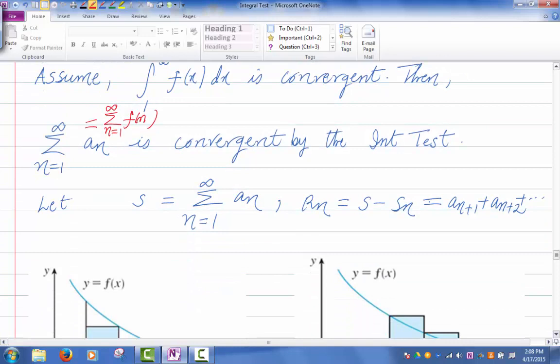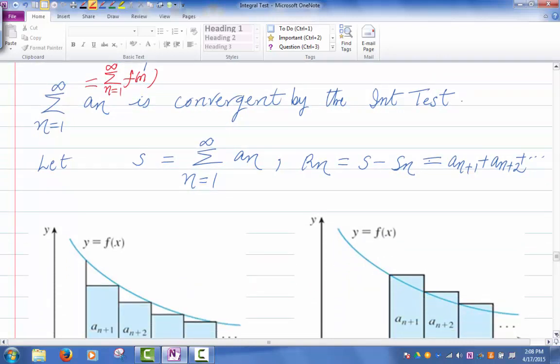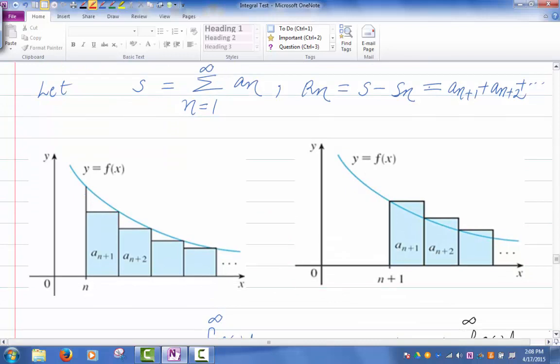Okay, so because it's convergent, we can think about approximating the sum of the series. Let's say S is the sum of the series, and let's take Rn to be the error S minus Sn, which would be then what? Rn would be an plus 1, an plus 2, plus an plus 3, and so on. So that's the remainder or the error when you use Sn to approximate S. Is everybody clear?